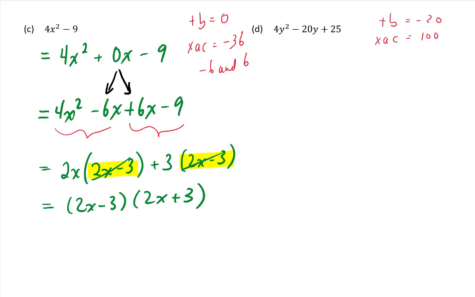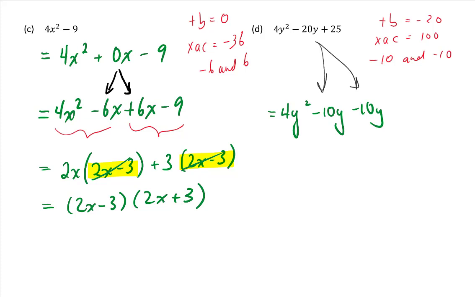So what you should end up with is negative 10 and negative 10. So what we now have is 4y squared. So instead of an x, we have y's. So that's negative 10y minus 10y. We split up the 20y, or negative 20y, into negative 10 and negative 10, plus 25. Again, factor by grouping.